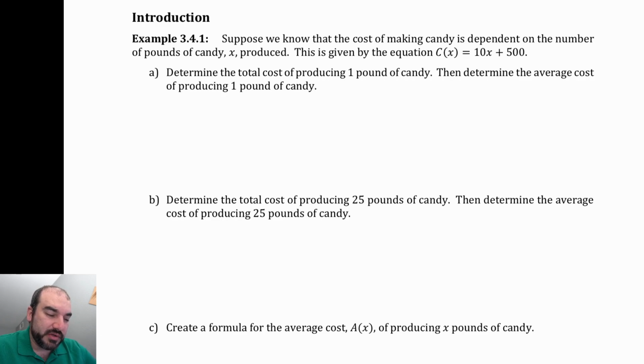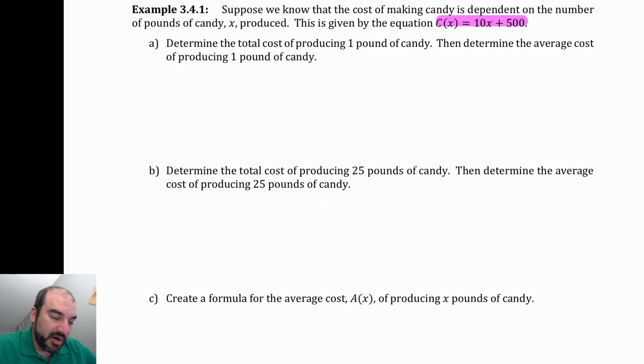Example here says, suppose we know that the cost of making candy is dependent on the number of pounds of candy X produced. This is given by the equation cost C of X equals 10X plus 500. So if I were to produce X amount of candy, then this formula, this function gives me the cost of producing that many pounds of candy.